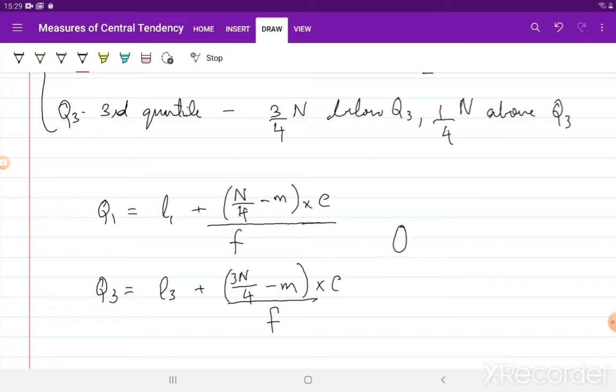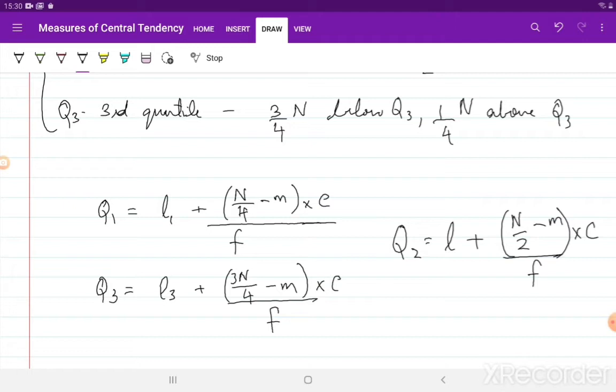The value of Q2, like I said, is the same as the median. If you remember the median, we had learned the formula as L, where L is the lower limit of the median class, plus, since the median or Q2 has half of the observations below it, n by 2 minus m divided by f, which is the frequency of this median class, into C, where C again is the size of the class interval.